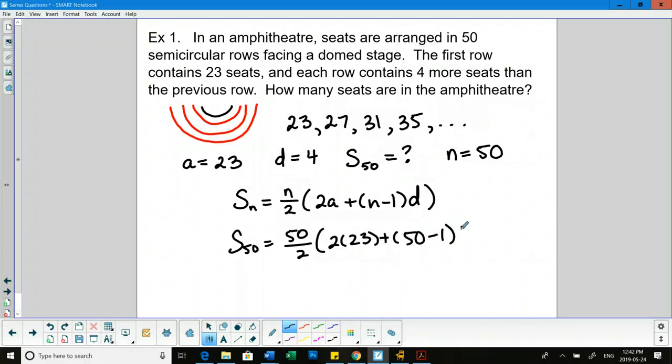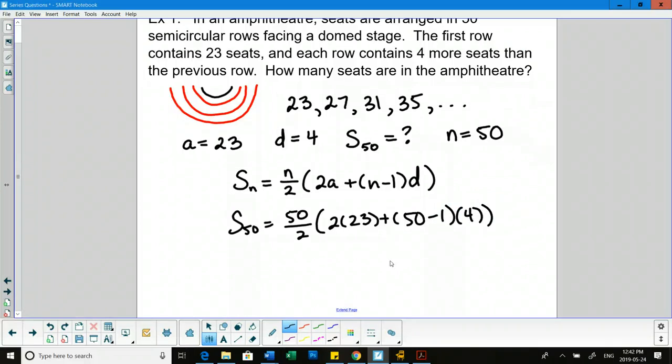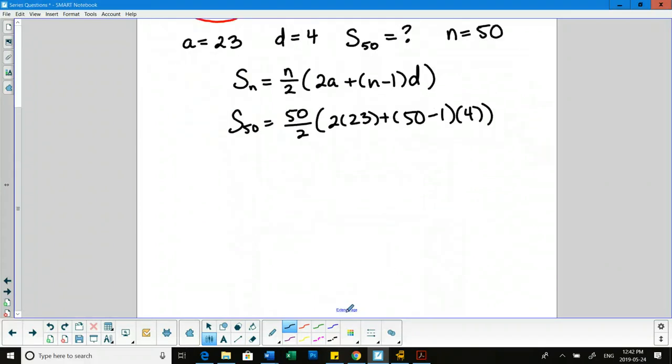And anywhere I see an n in this formula, I'm plugging in 50. And then we're just going to calculate. If you're someone that isn't super comfortable getting correct answers on your calculator, my suggestion would be that you take a couple steps and simplify this first before you start entering it all into your calculator.